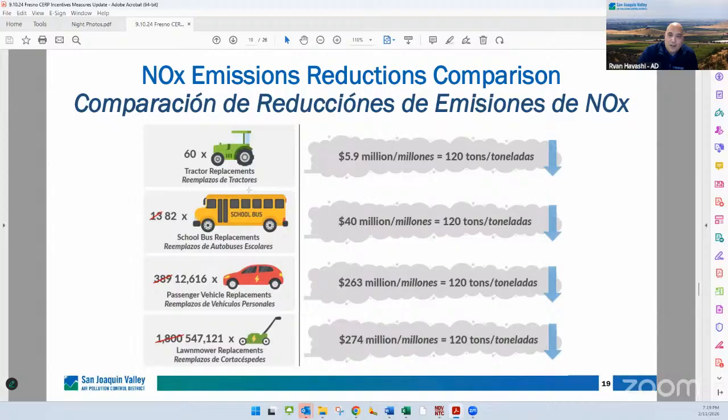So in order to get the same emissions reductions as $6 million for tractors, it would be $40 million in buses, $263 million for electric vehicles and $274 million for lawnmowers. So really, really big differences.